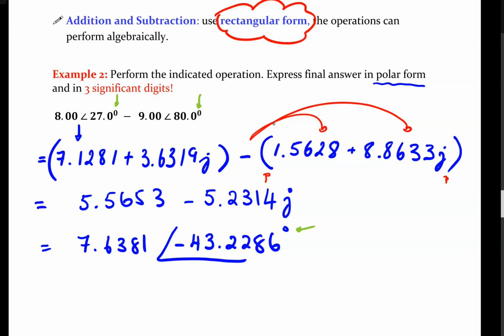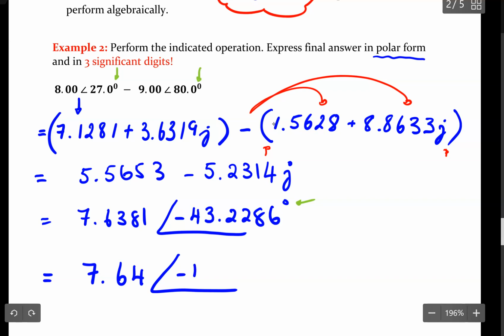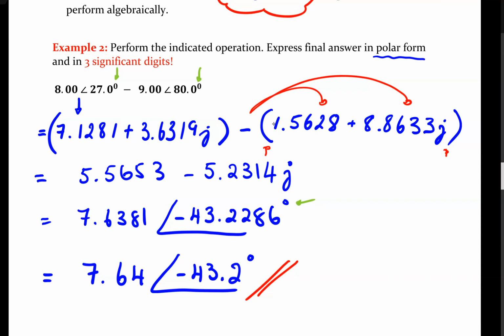Now, again, I have to round it to 3 significant digits. So rounding to 3 significant digits, I should have the answer as 7.64, and the argument will be negative 43.2, and don't forget to write the degree sign. Alright, okay. So if any one of you is puzzled about rounding to 3 significant digits, I can quickly review right here for everyone. From this number, 3 significant digits means that you have to round this number 3. Rounding the number 3 means you are going to look at 8. So the next significant digit to 3 is 8. So 8 is greater than 5, so you have to increase the 3 by 1. So that's why you have 7.64.